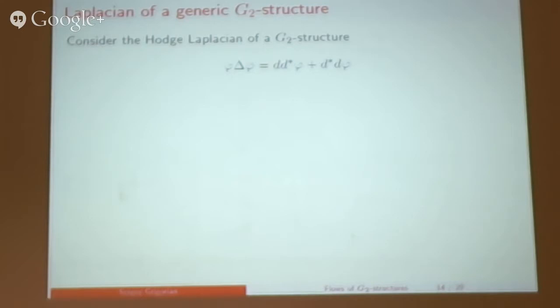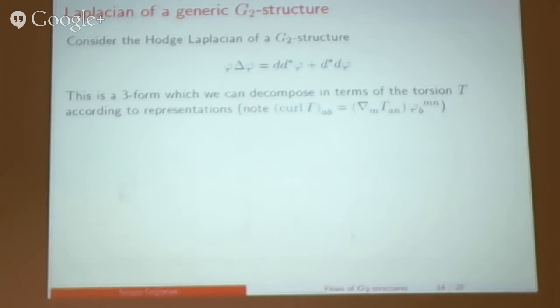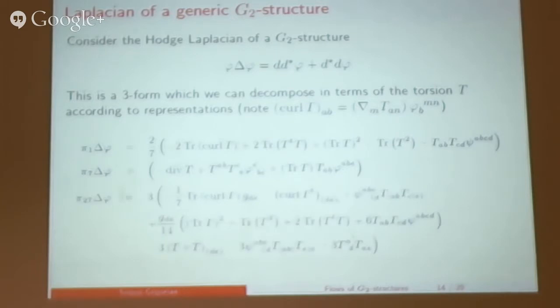Okay. Well, we can just try to work it out for an arbitrary torsion. So we can work out the phi 1 component. That's the one-dimensional part, so that's really just some function. We can work out the 7-dimensional part. That's some vector, and we can work out the 27-dimensional piece, which is some trace-free symmetric 2-tensor.